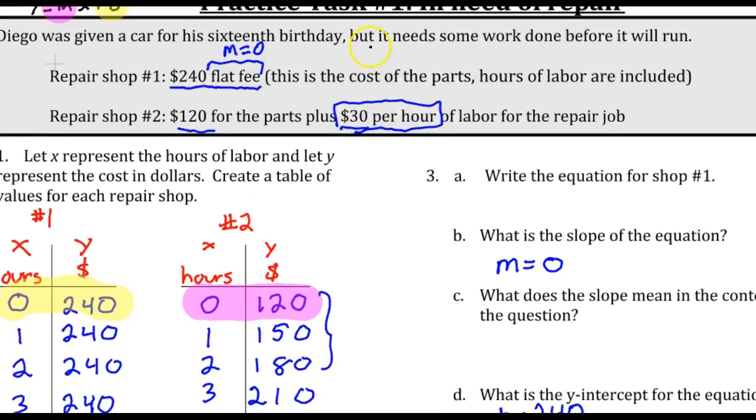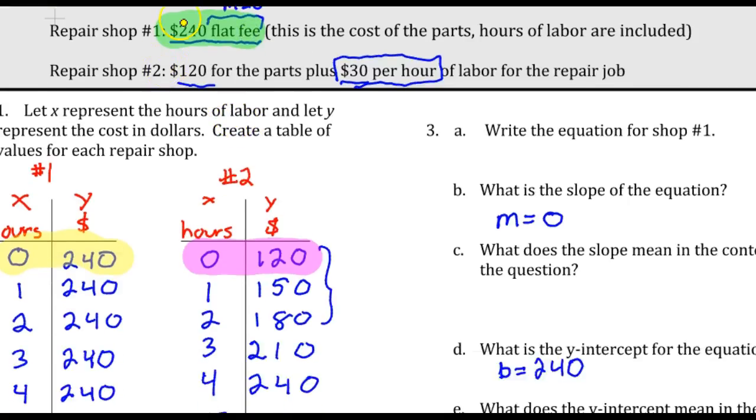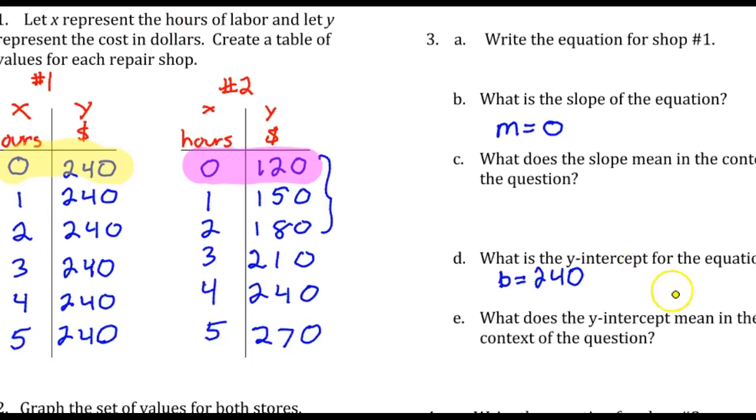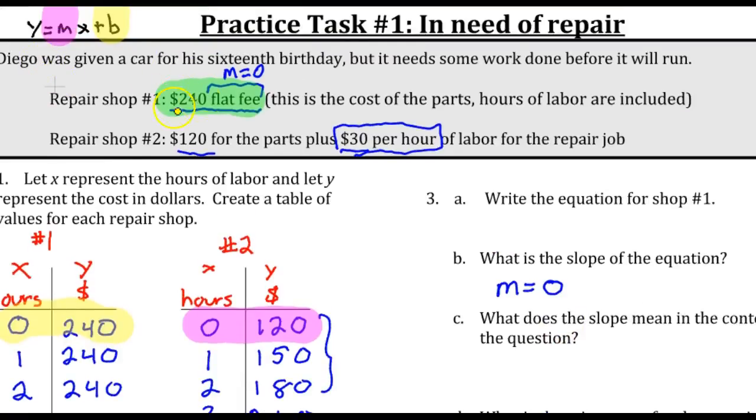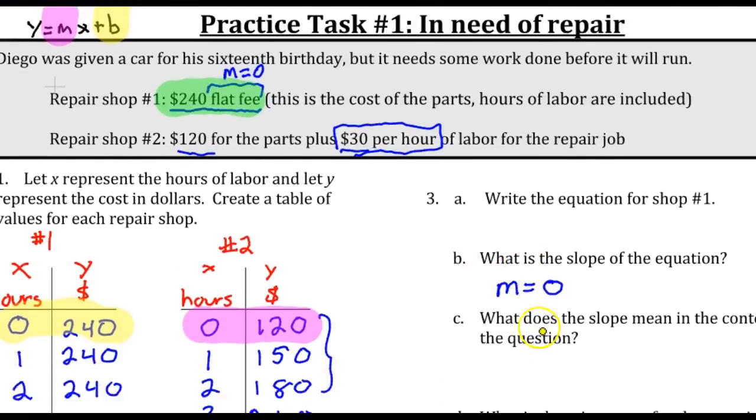Now, from the question, when I ask you what does the y-intercept mean, well, you can get it from the question. What does $240 mean? Oh, that's a flat fee. And you can just fill that in. Same thing with the slope.